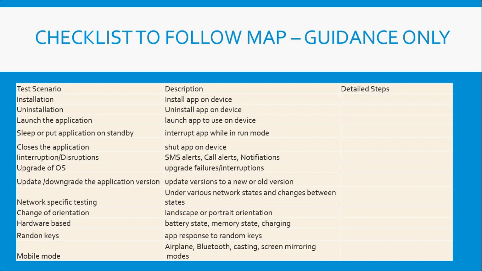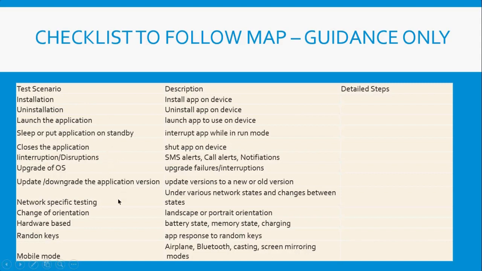So this is just a checklist of things to follow. They're just for guidance only. I'll just go through them. Like I said initially, for your test scenario, you can have installation as a test scenario. Installing the app, you can use your given-when-then clauses for that if you're doing automation testing. Installation is also a scenario. Launching the app, putting the application to sleep or standby can be a scenario.